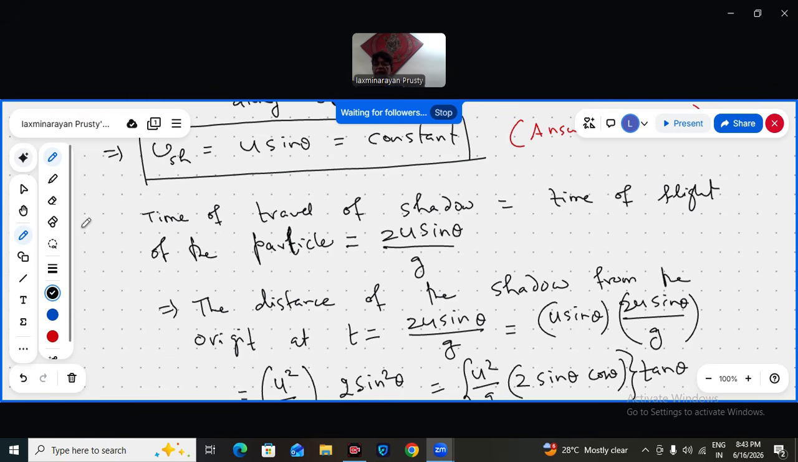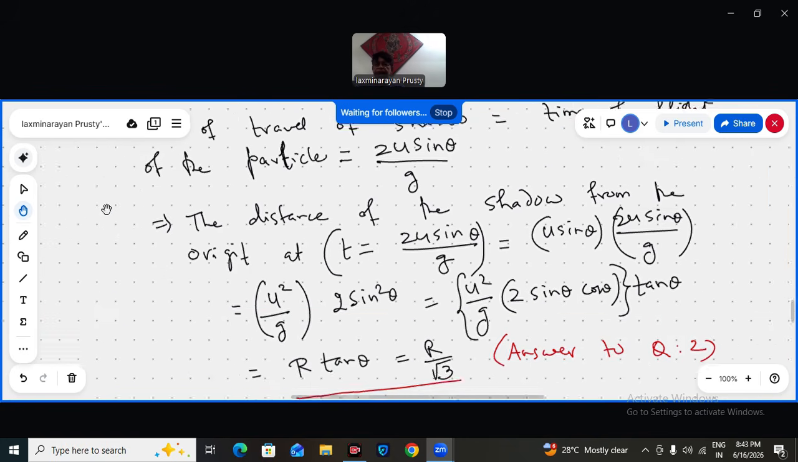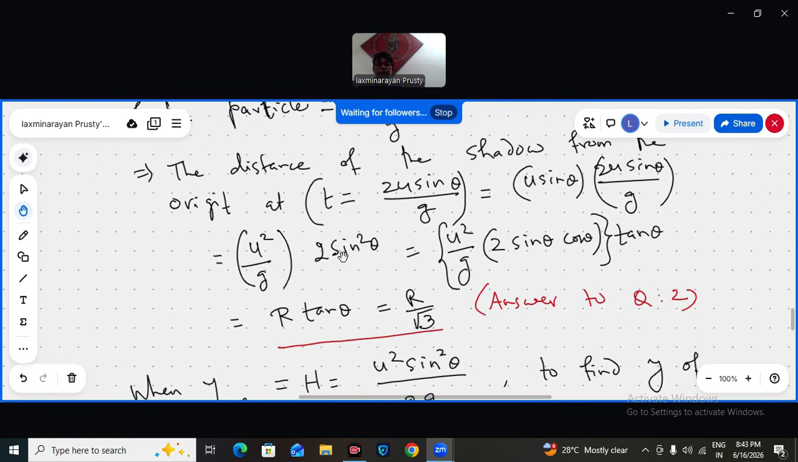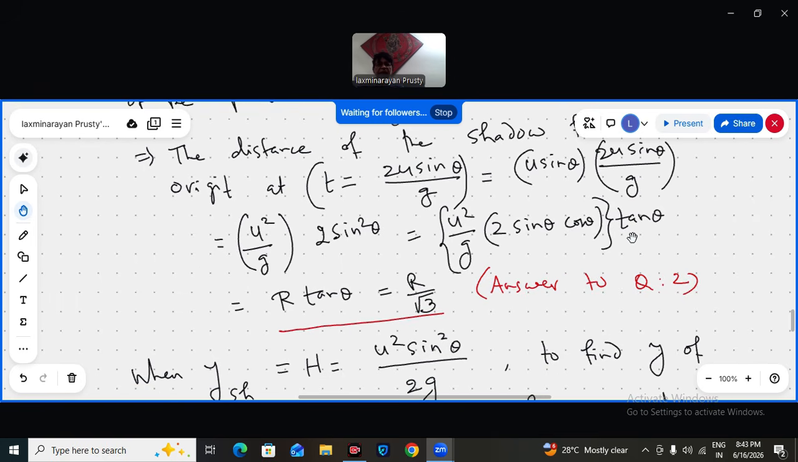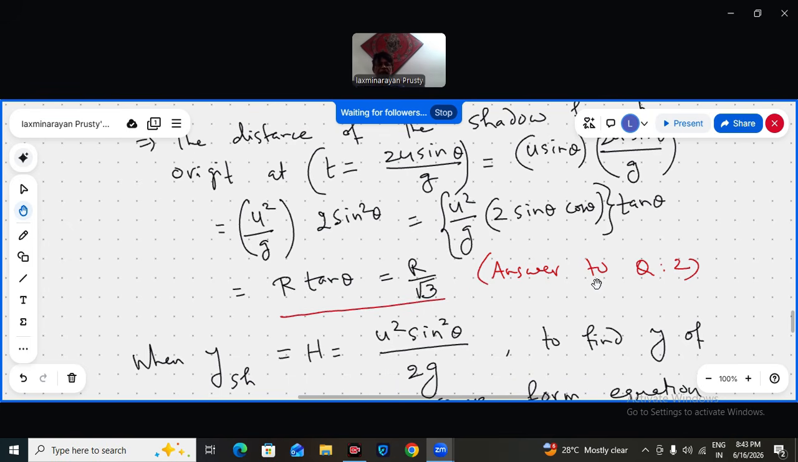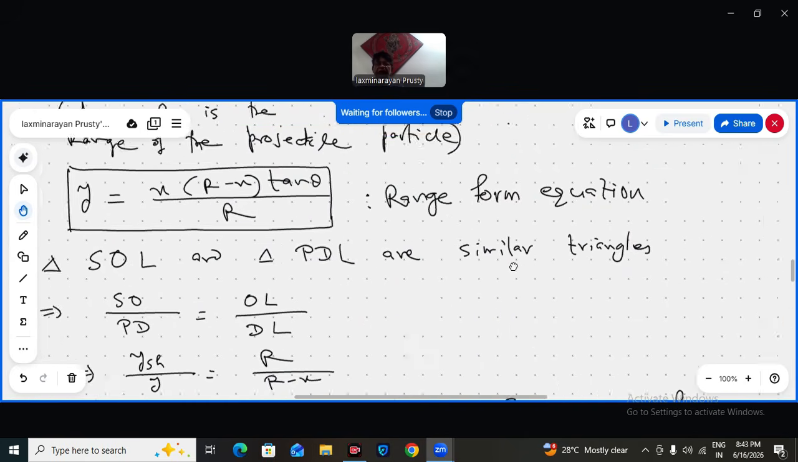This is the distance. So that is u square by g into 2 sin square theta, that is u square by g into 2 sin theta cos theta divided by, sin square theta means sin theta cos theta into tan theta. So this is the range into tan theta, that is tan 30 degree, R by root 3. That's it. This is the answer to question number 2. R by root 3.